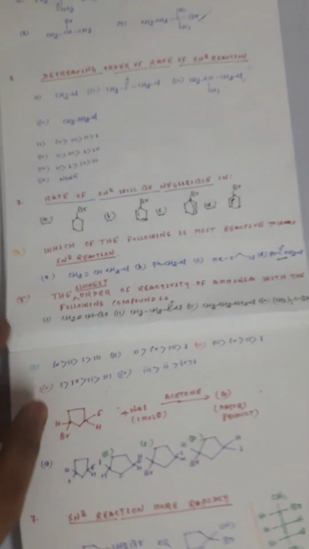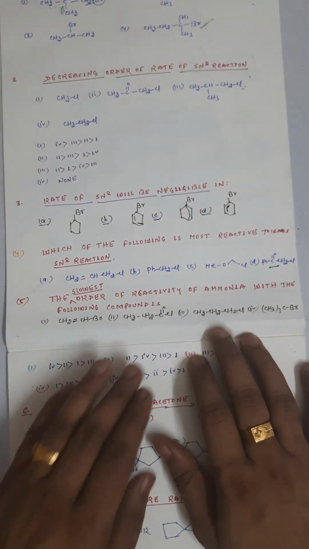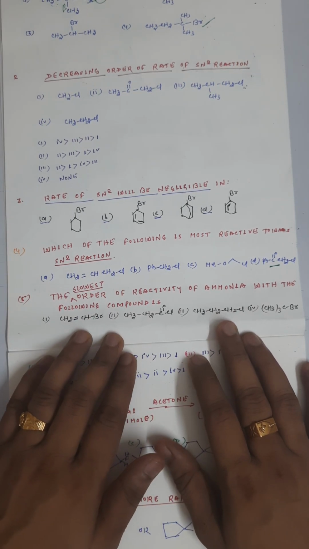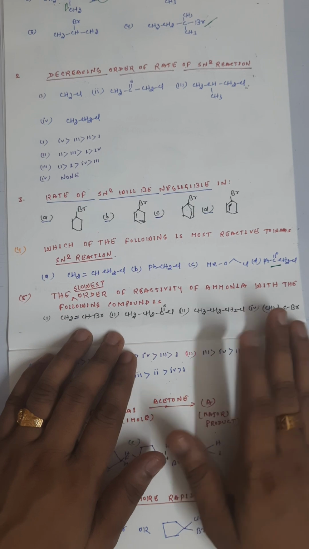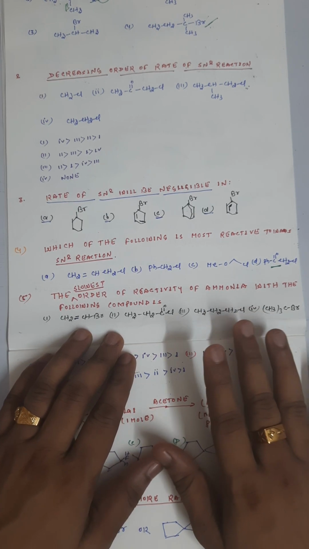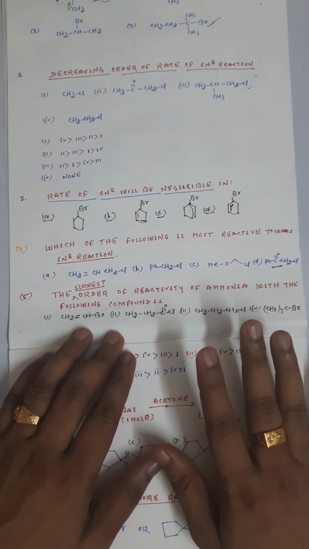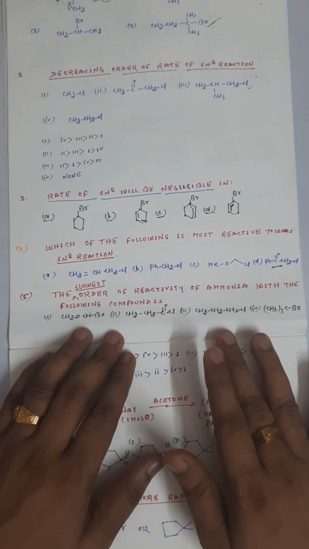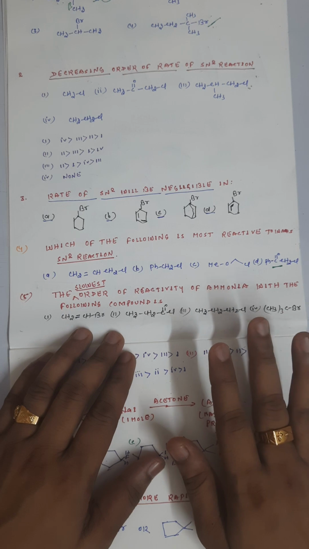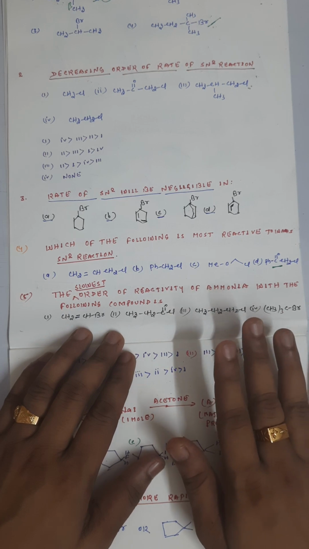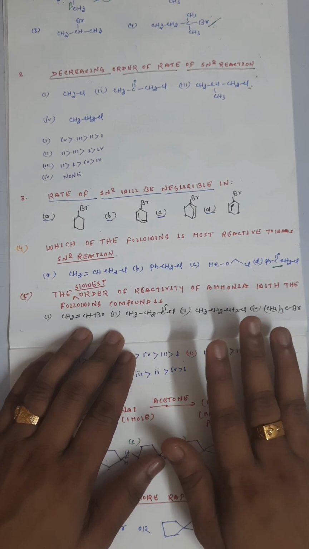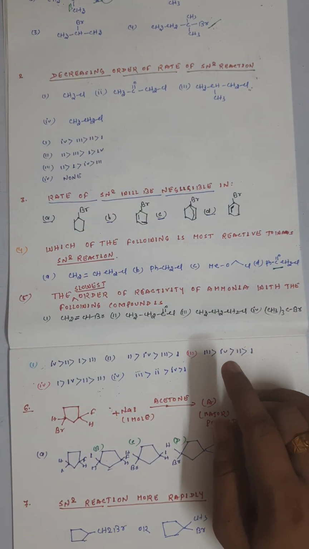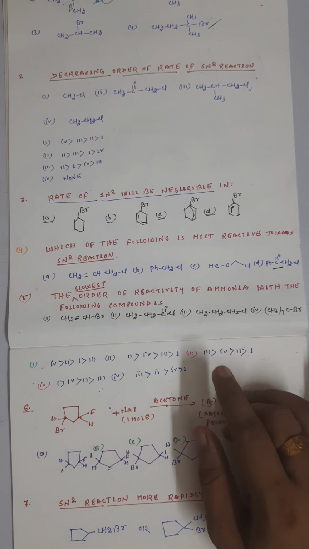SN2 reactions. So check which will go slowest in the SN2 reaction, because ammonia is the base. Ammonia is not a good nucleophile, correct? So a good base means not a nucleophile, it will be a base, correct? So now you check which will go fastest in the SN2 reactions?